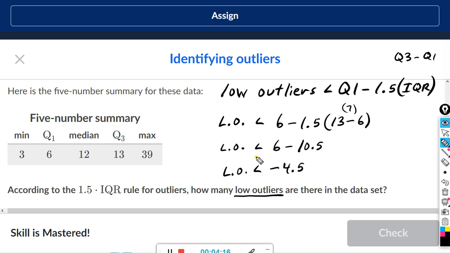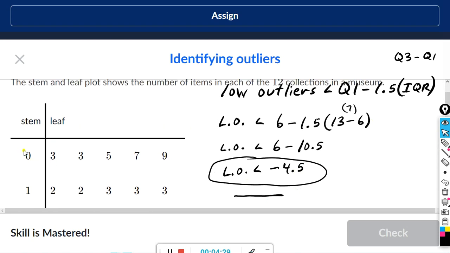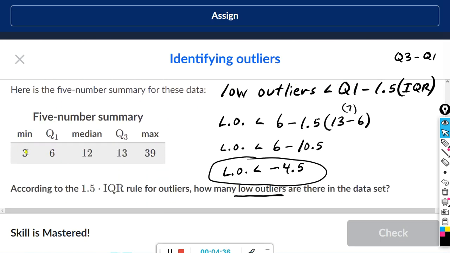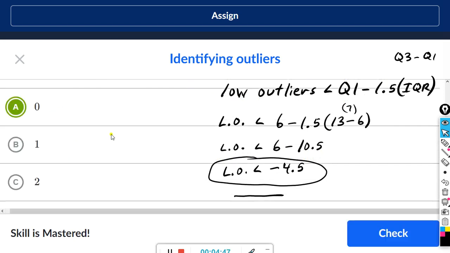I don't think there are going to be any low outliers because we don't have any negatives. It has to be less than negative 4.5. We don't have any negative numbers in the stem and leaf plot. The lowest one is 3. It says it right on the chart: the minimum is 3. So there are no low outliers. They'd have to be less than negative 4.5, so the answer is 0. There are no outliers here.